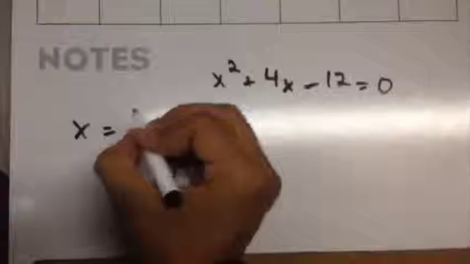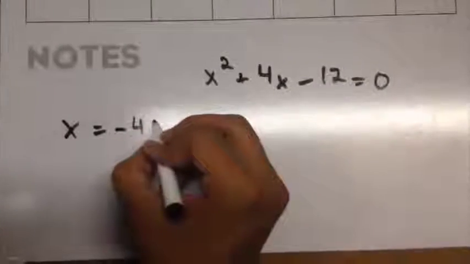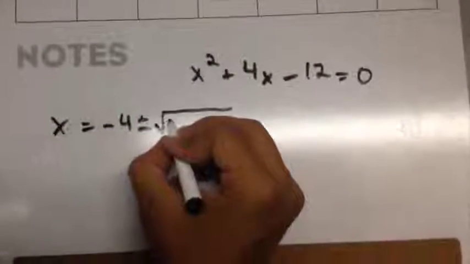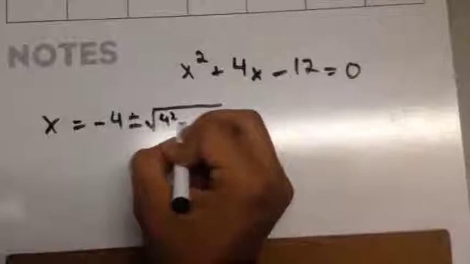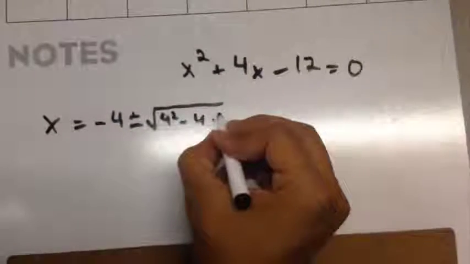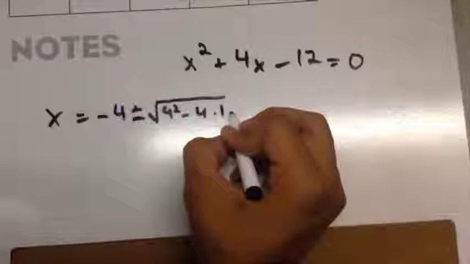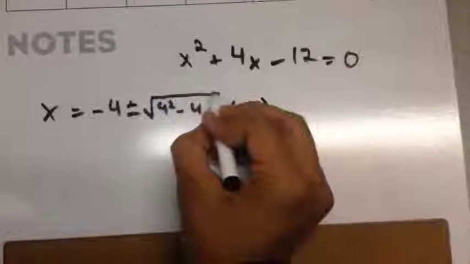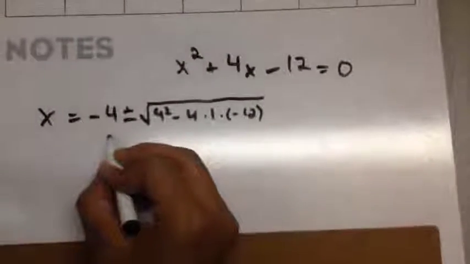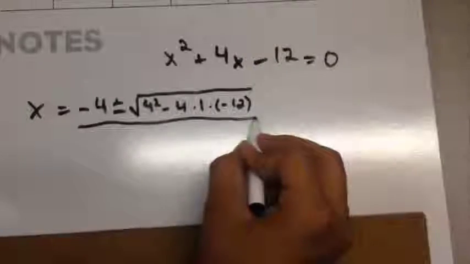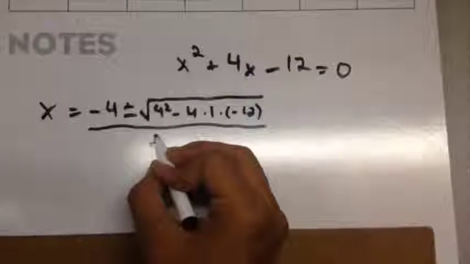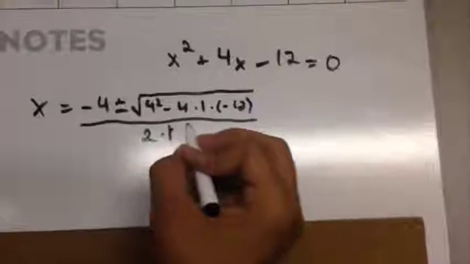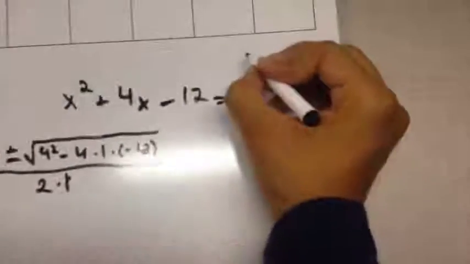Alright, so first we're going to start off by making x equals negative 4 plus or minus the square root of 4 squared, like we said, b squared, minus 4 times a, when there's no x. When you have x by itself, there's a 1 in front of it, always. And then times negative 12. Now we're going to put this all over 2 times a, which, again, is 1.